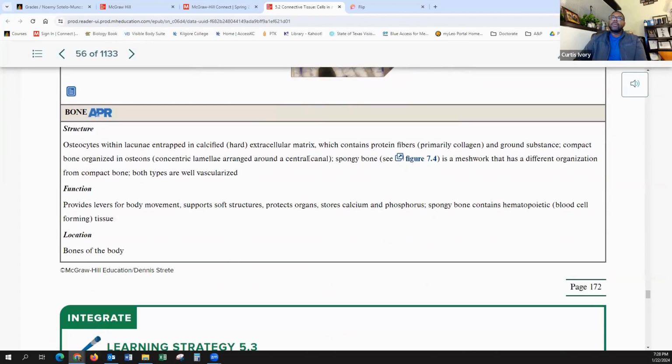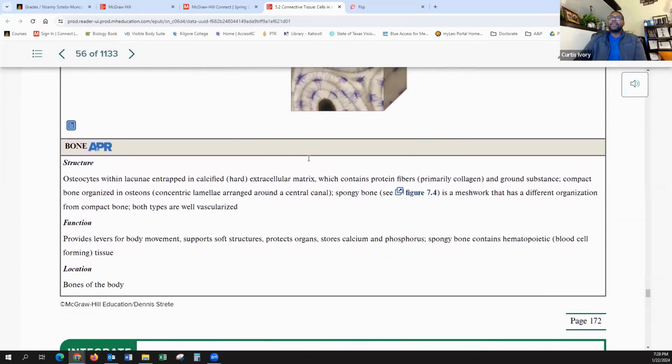And so, of course, bones are going to be in the bones of the body, but their function is to provide levers for body movement. So remember, muscles pull on bones to cause us to move. It supports soft structures. It also protects our vital organs like our liver, our heart, our lungs, the diaphragm, part of the kidneys. They also are a great source of calcium. Like I said earlier, our bodies are constantly breaking down calcium if we are deficient in it, and they're also always building our bones back up, making sure that they're staying strong.